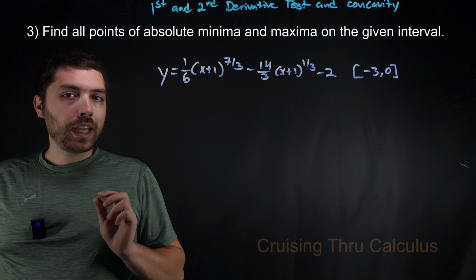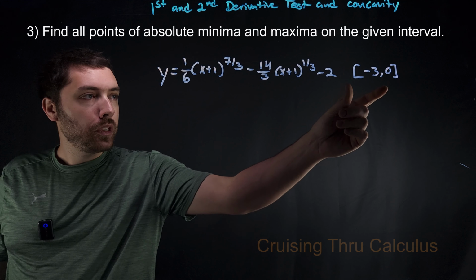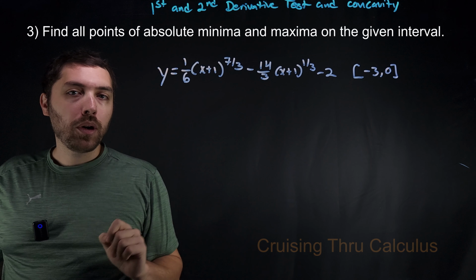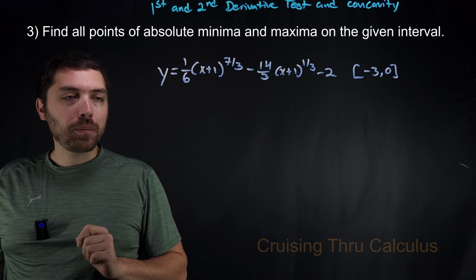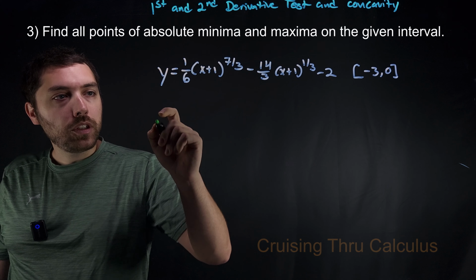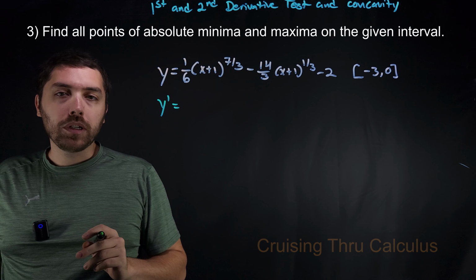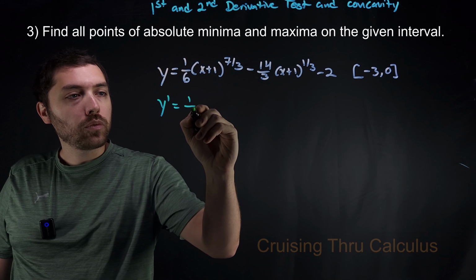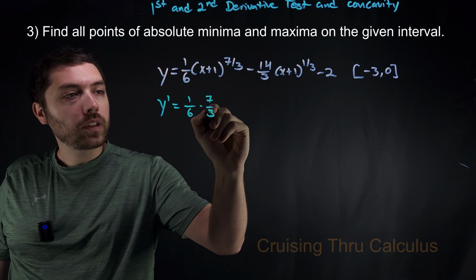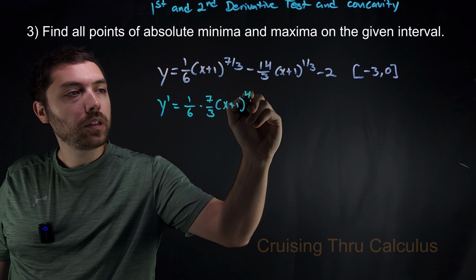Another thing to note is that if they ask for absolute minima or maxima, they're always going to give you an interval. This is going to be part of our method of finding the absolute minimum and maximum. Nonetheless, we do start off the same way, which is finding the derivative and figuring out where it's equal to 0 and where it does not exist. In other words, we're going to find the critical numbers here. So let's start by finding the derivative.